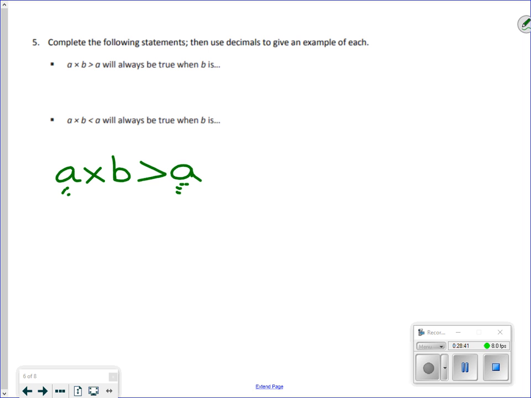Will always be true when this is what? So A times B will be, stop looking at your fingers, Hunter. A times B will be greater than A when B is, huh? Greater than 1.